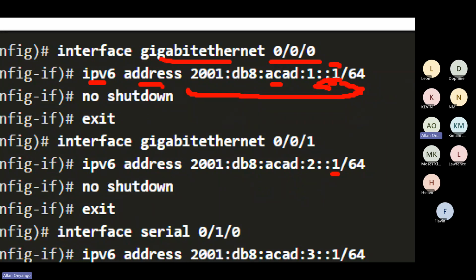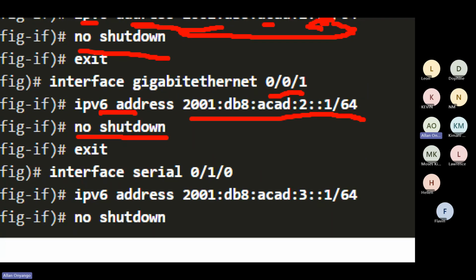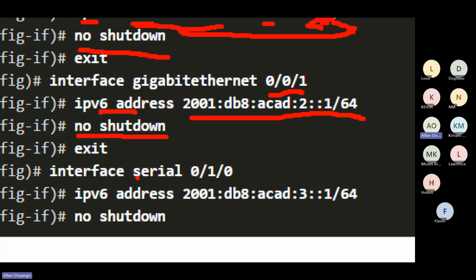Anyway, configure the IPv6 address, put that one there, /64. Activate the interface using no shutdown. Go to another interface, gigabit ethernet 0/0/1. Say IPv6 address, put your IPv6 address there. Then say no shutdown to activate the interface. Go to the third interface, interface serial 0/1/0. Say IPv6 address, give the IPv6 address there. Then activate the interface.